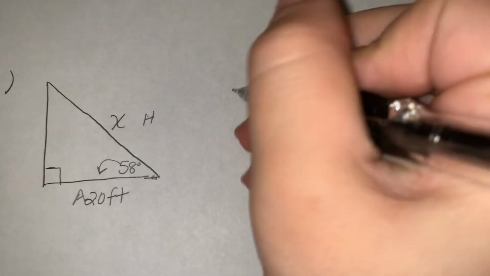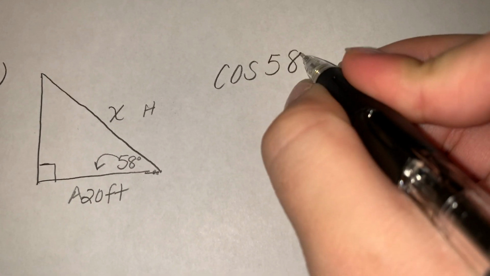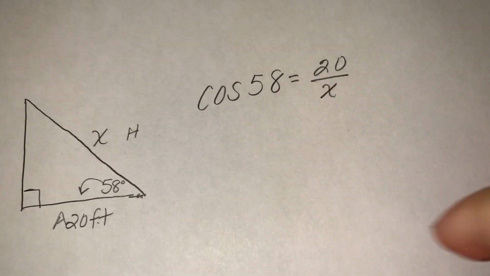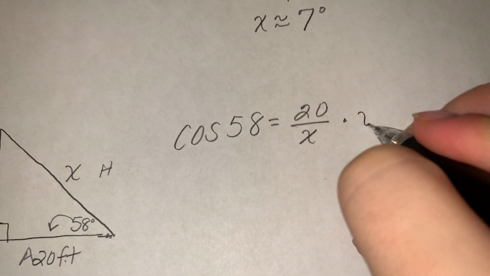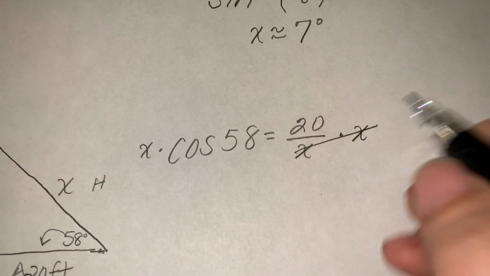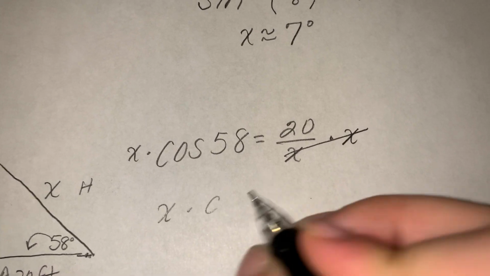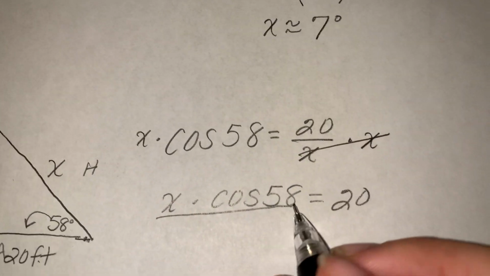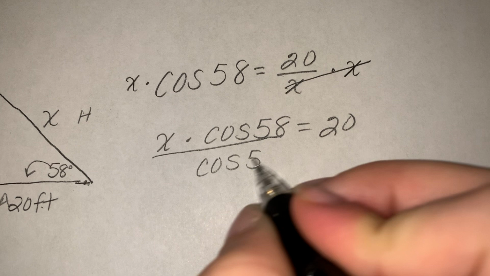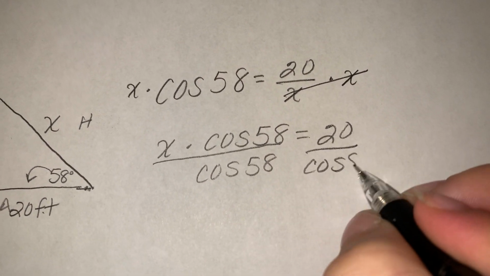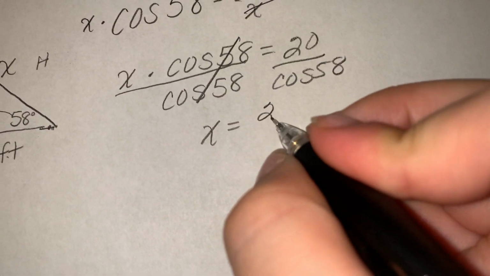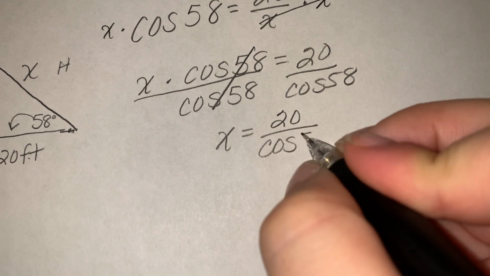So because they already give me the angle, I'm going to do the cosine of the angle equals adjacent over hypotenuse. I now solve for x by moving x on both sides. However, x is still not by itself. So what do you think I would need to do next? That's right. Divide by the cosine of 58. And x equals 20 divided by the cosine of 58.